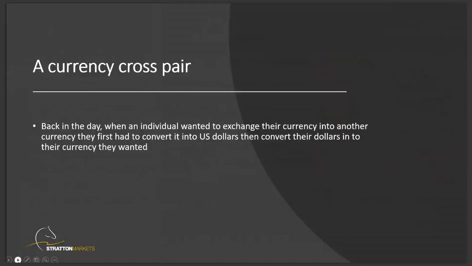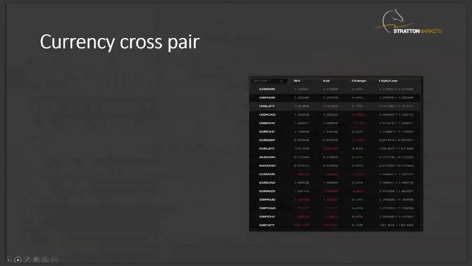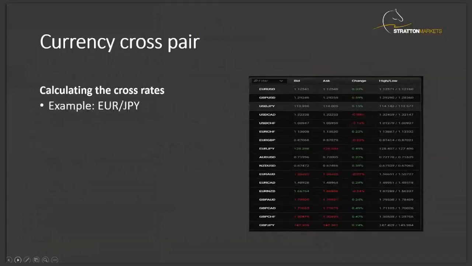Now, currency cross pairs are calculated. You don't have to do this because obviously the system will do it for you. But this is how you calculate a currency cross pair. Again, it's all really linked to the US dollar. So let's take an example. We have the Euro Japanese yen. To calculate the ask or the bid price on the Euro yen, we first take the Euro US dollar and the US dollar Japanese yen, because we're looking at the Euro and the yen. And this is how we would calculate it.